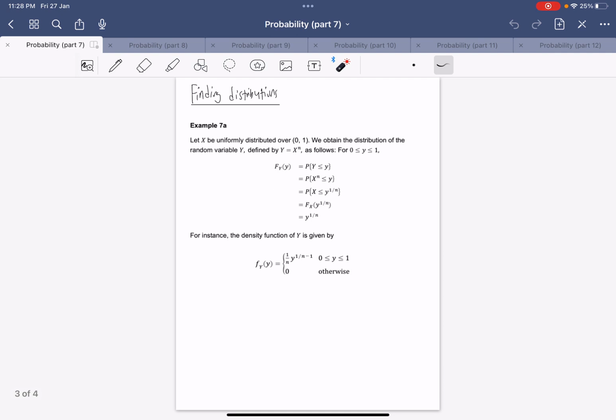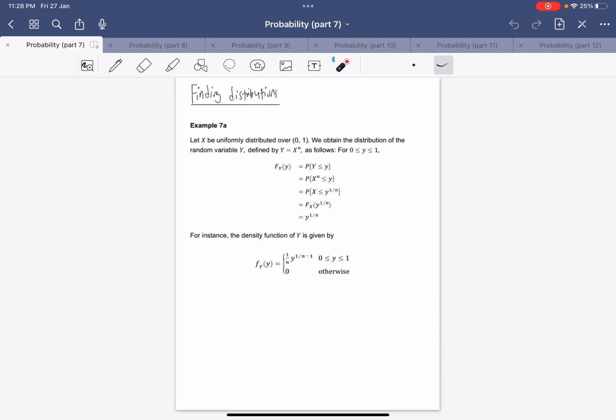For the next part of the video, we'll be talking about how we find a distribution for any given random variable. So for example, we already know X is uniformly distributed over 0 and 1. We want to know what is the distribution of Y, which equals X to the power n. Well, because X is within 0 to 1, Y will also be staying within 0 to 1.